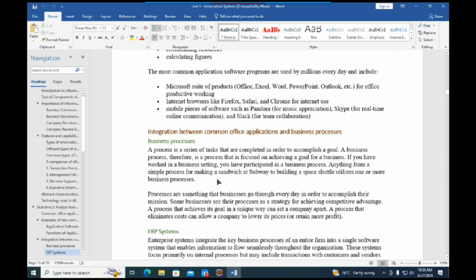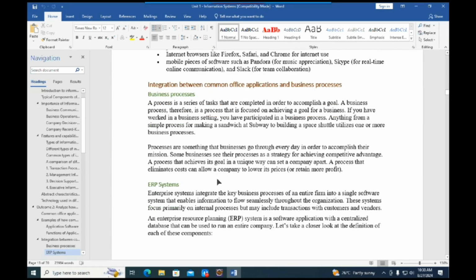So how is this software integrated in business? How do we integrate the common office applications and business processes? So again, what is a business process?